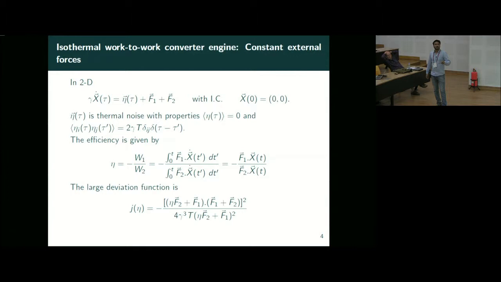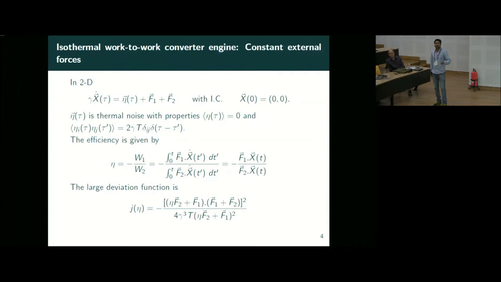The efficiency is defined by the work done against the load force, which is minus W1. There is a gamma, which is the dissipation. It's the overdamped equation. So eta is minus W1 by W2, where W1 is the work against the load force and W2 is the work done by the drive force. Since F1 is constant, you can calculate exactly F1 dot xt; because of the initial condition at the origin, you will get only this part.